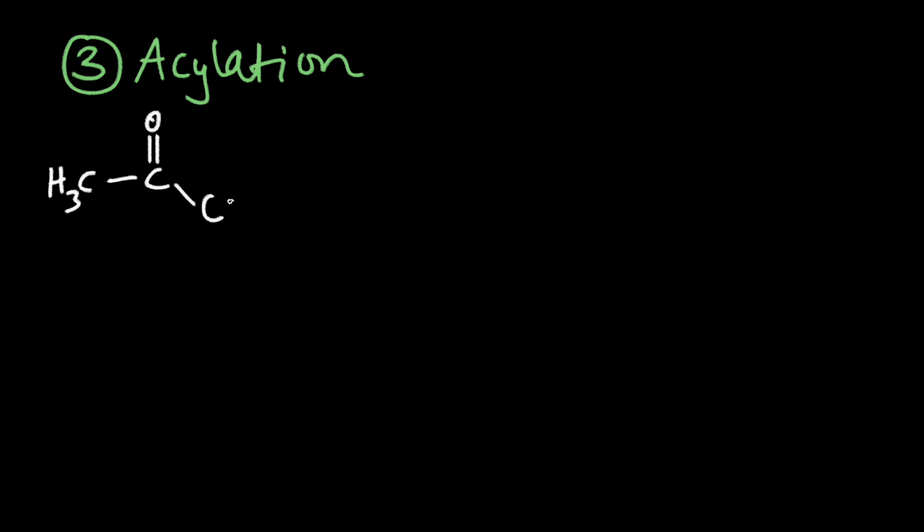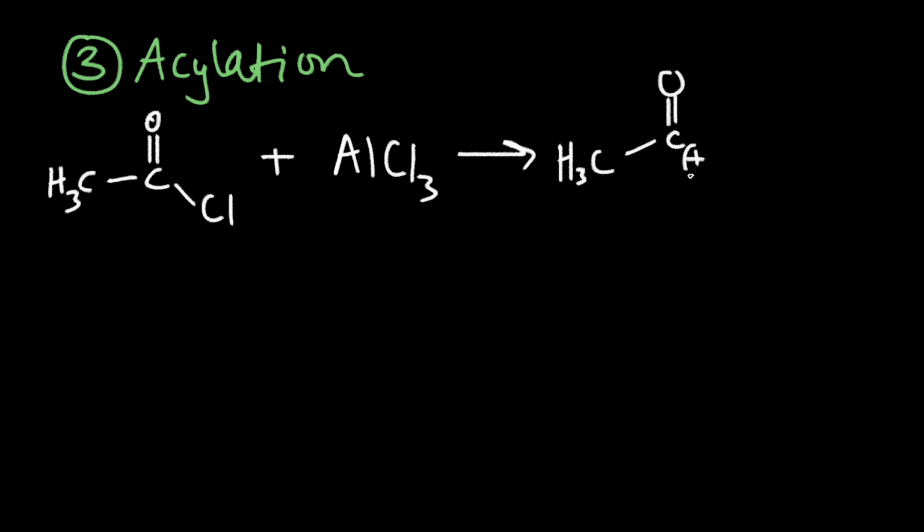The third example we're going to look at is acylation. So for this, as before, our first step is generating the electrophile. So let's say we're starting off with this molecule. This is an acyl chloride or an acid chloride, and we're going to react that with a halogen carrier, in this case AlCl3, and that's going to pull off this chlorine to make this with a positive charge there and an AlCl4-.